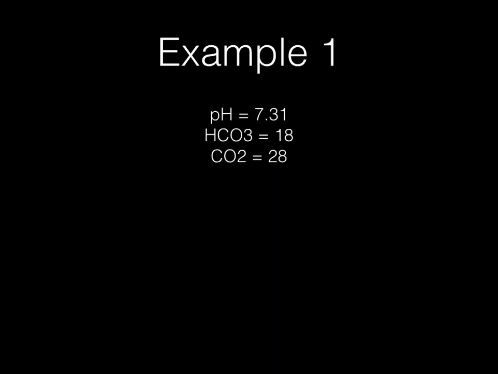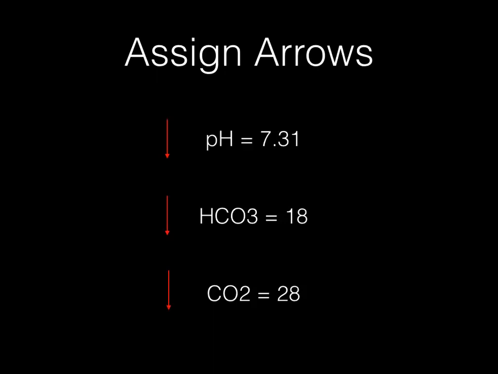So here's example one. You're given a patient and these are his values. He has a pH of 7.31, he has a bicarbonate of 18, and he has a carbon dioxide of 28. So the first step we said was to assign arrows. Given that we know the normal values for each of these three variables, we need to decide how this patient's values deviate from normal.